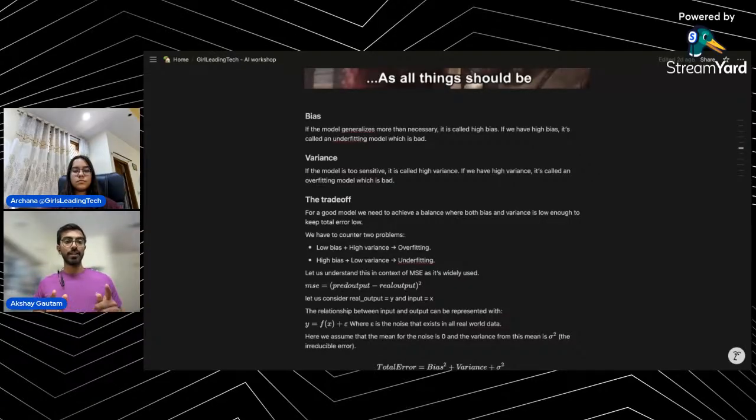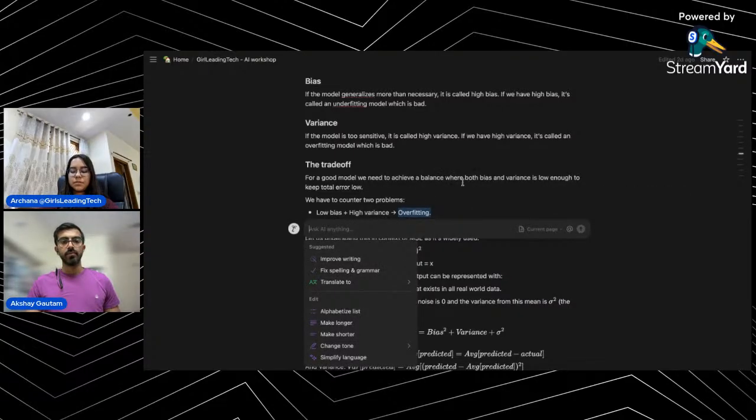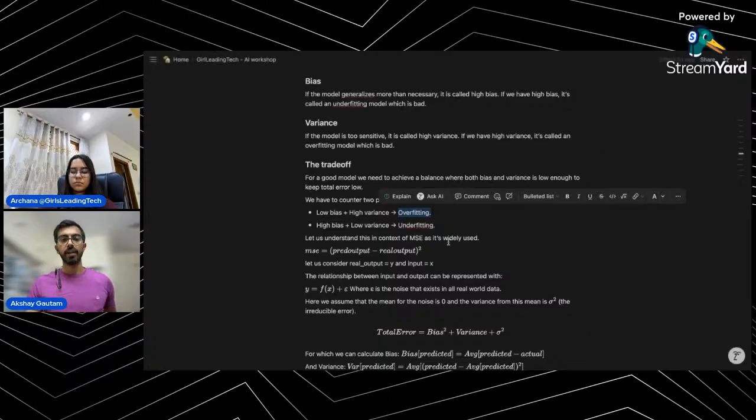So you know that your validation still has to be right compared to, and I'll explain all of this with code and graph later in this session. So it will make more sense there. But the point is we have to keep our total error low when we train a model, right? So we have to counter two problems, which are overfitting and underfitting.